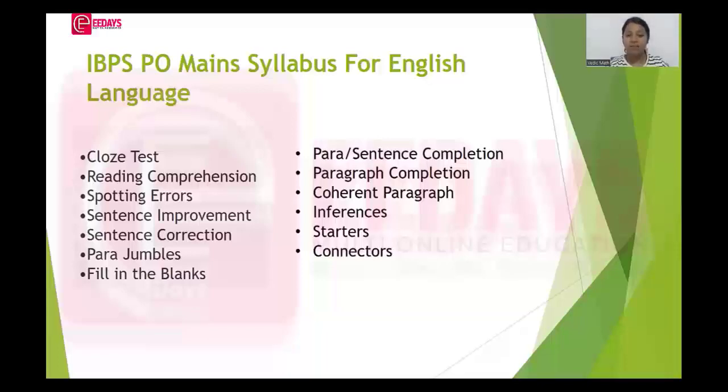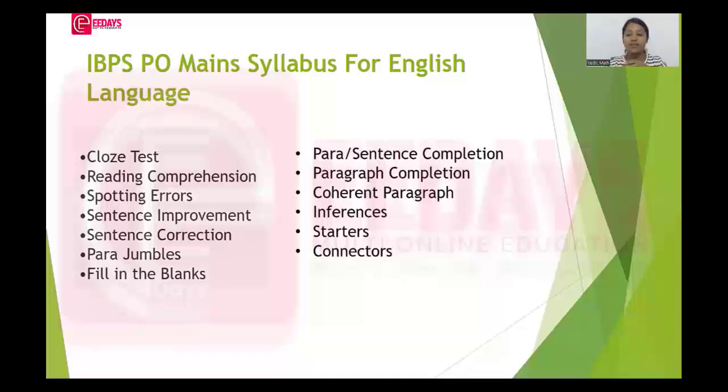for it. And then coming to sentence correction. Again, sentence correction is also similar to sentence improvement. There you are going to improvise the statement, and here you are just going to correct it.